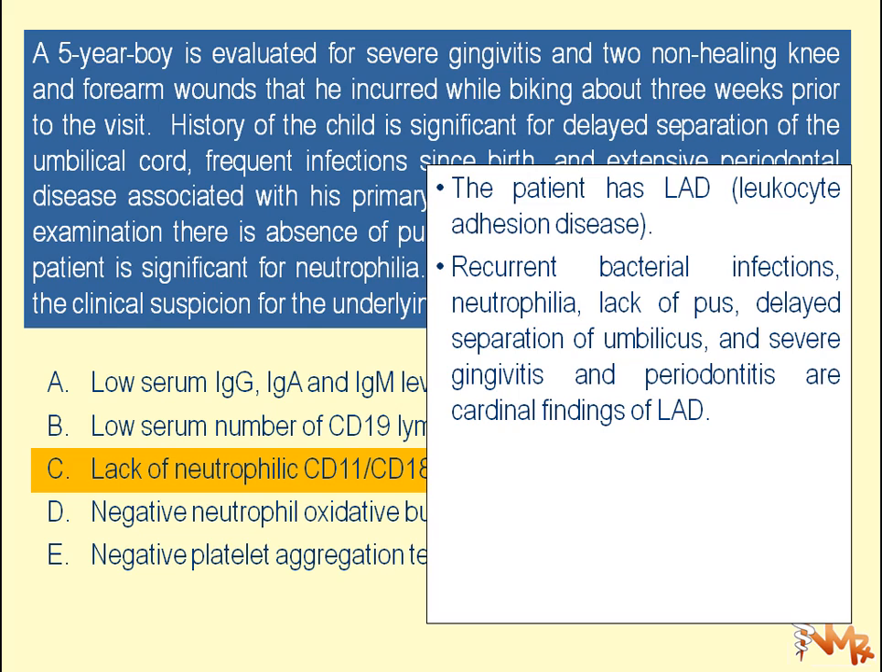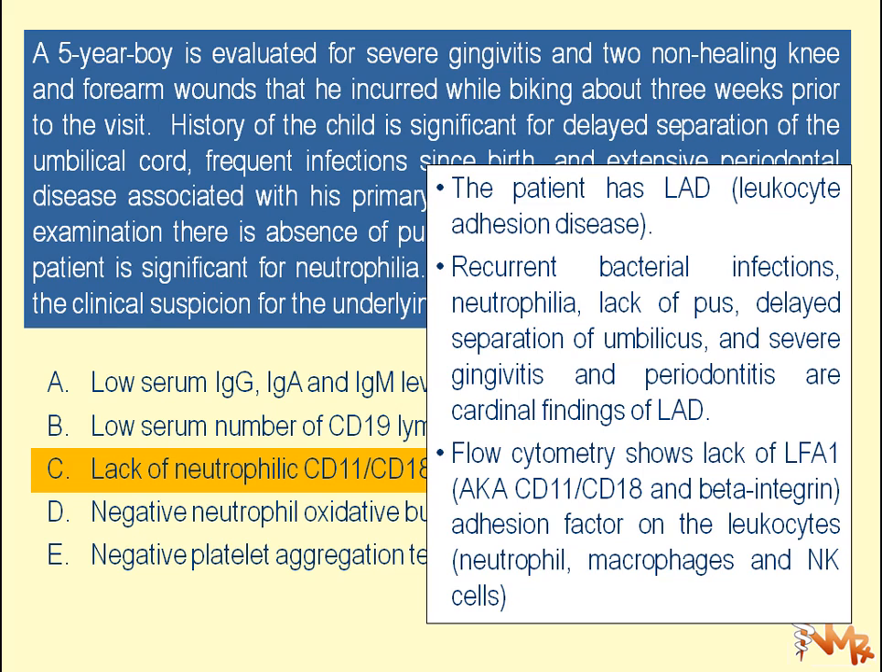Recurrent bacterial infections, neutrophilia, lack of pus, delayed separation of the umbilicus, and severe gingivitis and periodontitis are cardinal findings of LAD. Flow cytometry shows lack of LFA-1. The synonym for this protein is CD11, CD18, and beta integrin. These are adhesion factors on the leukocytes, including neutrophils, macrophages, and natural killer cells.